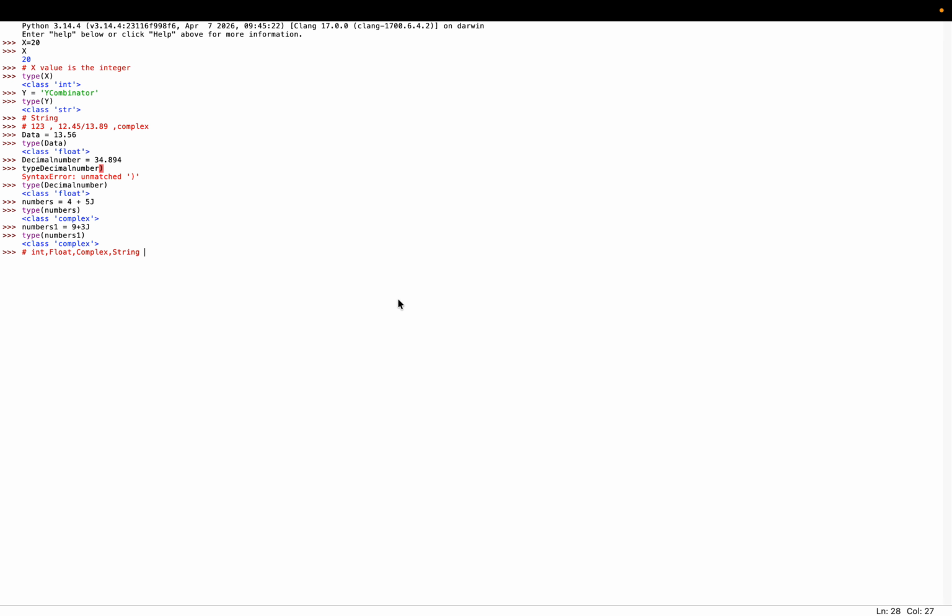If there is j present, okay, j present. What is the complex? j meaning that it is a square root of minus 1 in Python. The complex number j definitely will be there.